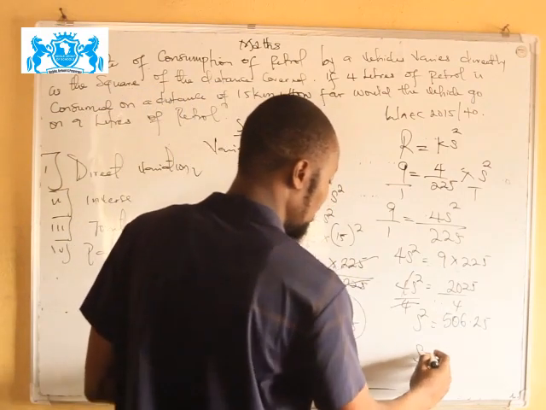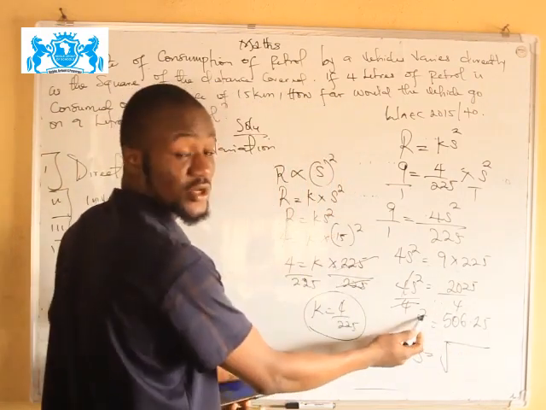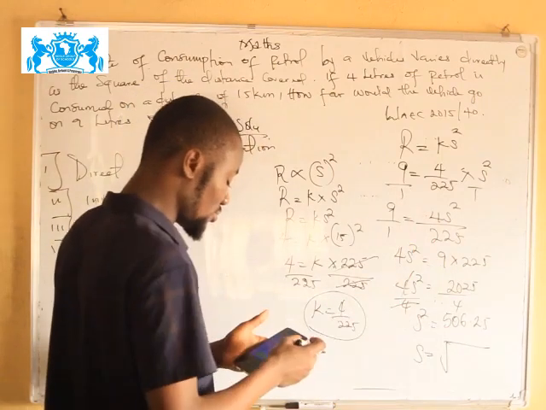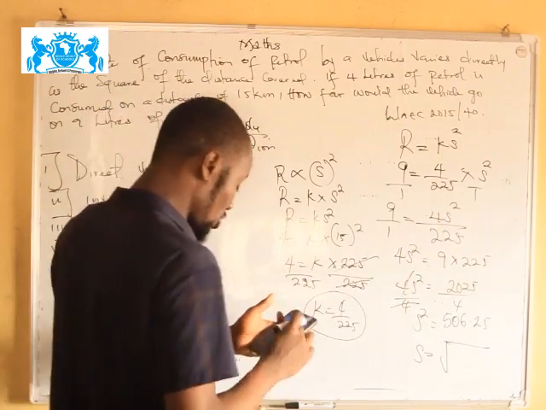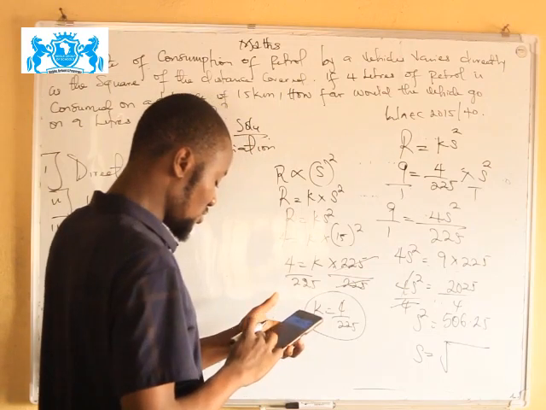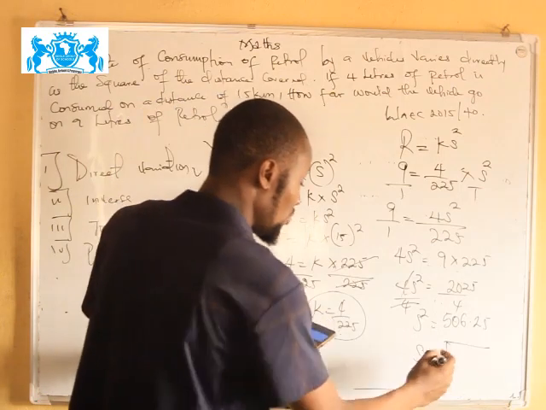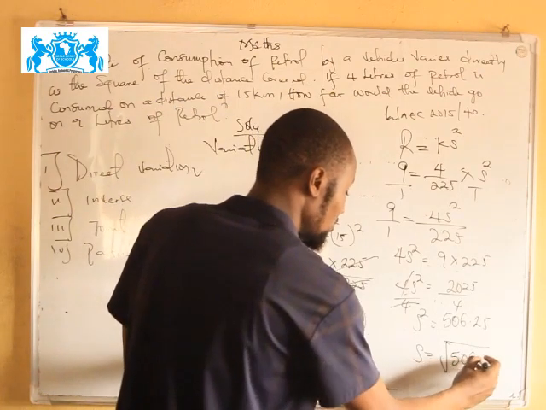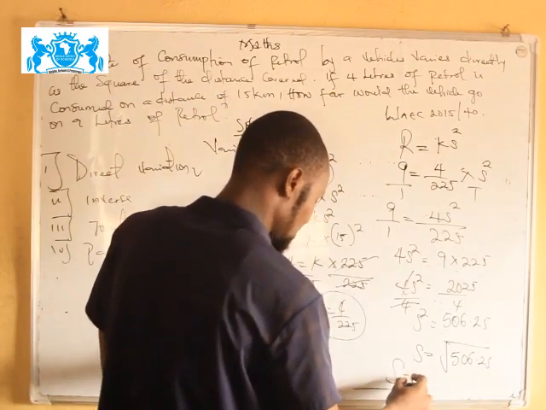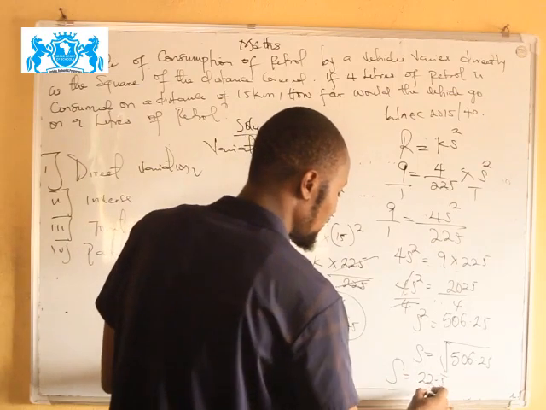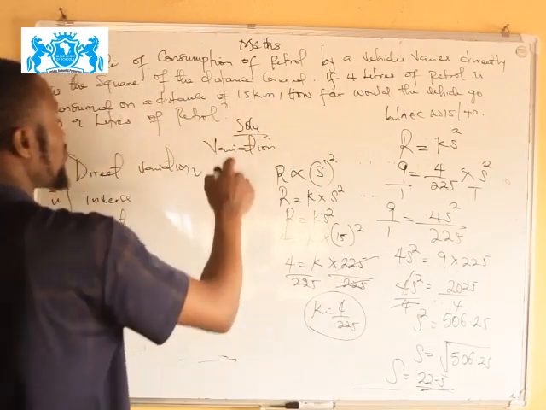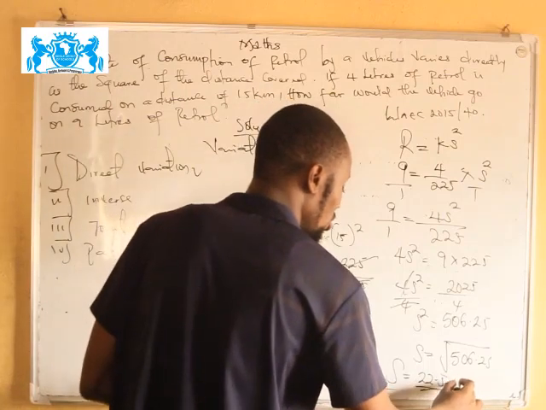Now, the square root of 506.25. What we now have is x equals the square root, because when a square is crossing the equality sign, change it to square root. The square root of 506.25 gives us x is equal to 22.5. Now the distance is 22.5 kilometers.